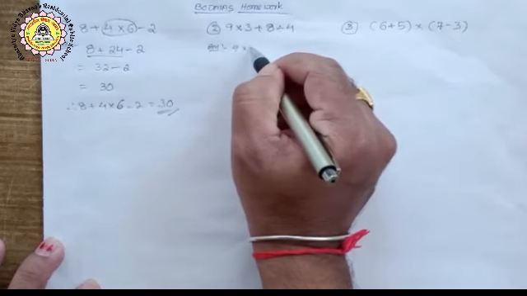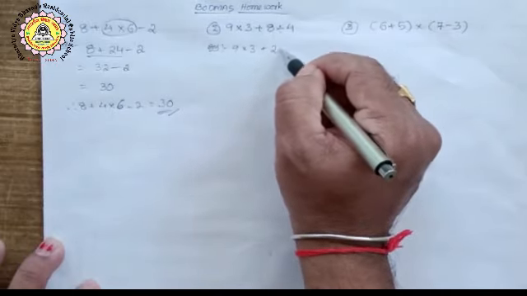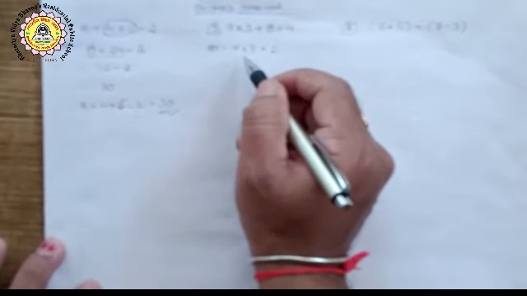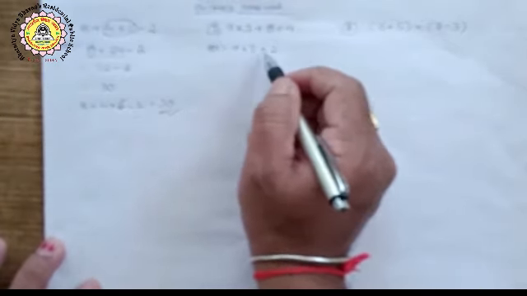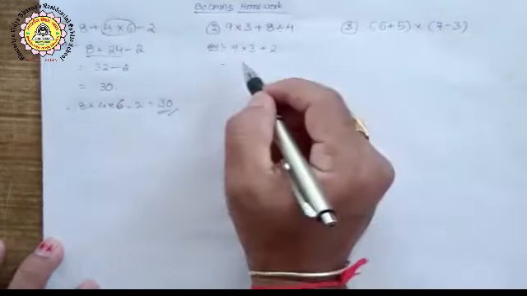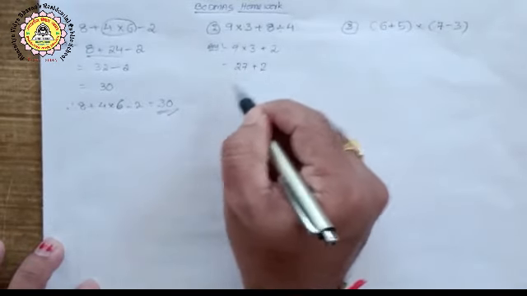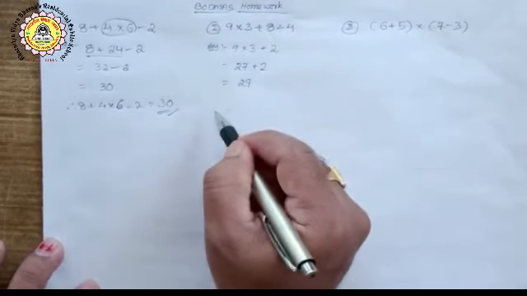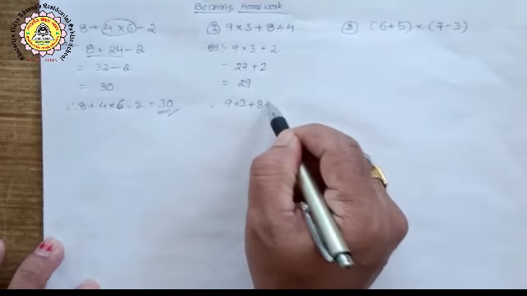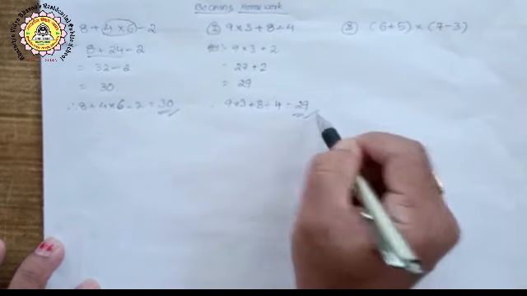So answer is 9 into 3 plus 4. How many times 8? 4 2s are 8. Okay, so 2 will come. Next, that is equals to, now two more operations we found here, into and plus. Among into and plus, which should come at first? Into, multiplication. So 9 into 3, how much? 27 plus 2, how much? 29. Therefore 9 into 3 plus 8 divided by 4 is equals to 29. So this is the answer.